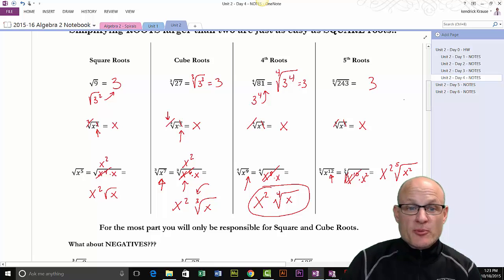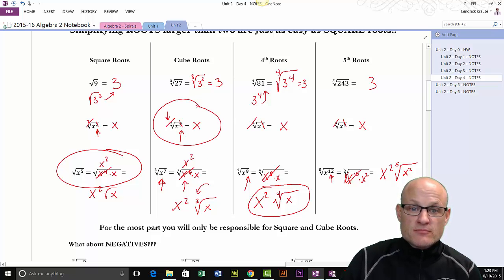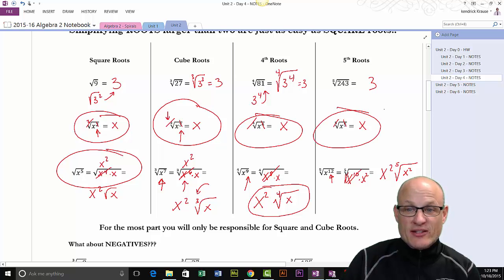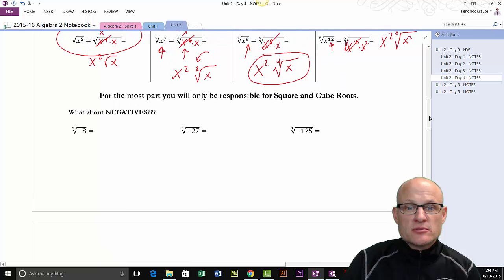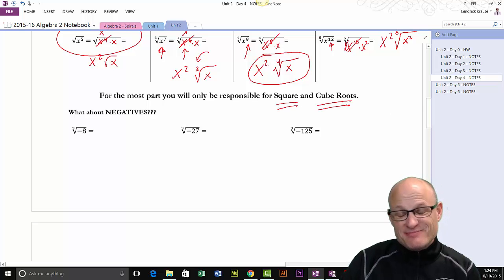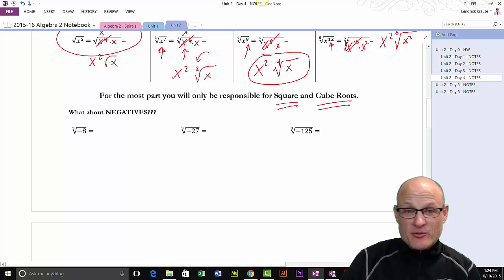So when we're looking for perfect cubes, we're looking for groups of 3. In this one, we're looking for groups of 4. That's groups of 2, groups of 3, groups of 4, and groups of 5. That's what we're looking for. So mostly, I'm just going to say right now, mostly we're going to deal with these two. Periodically, you're going to get fourth roots and fifth roots, but not too often.